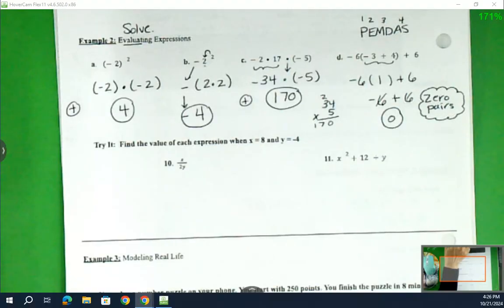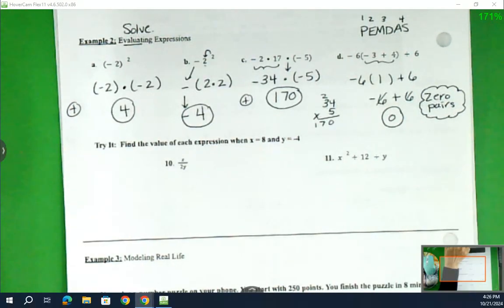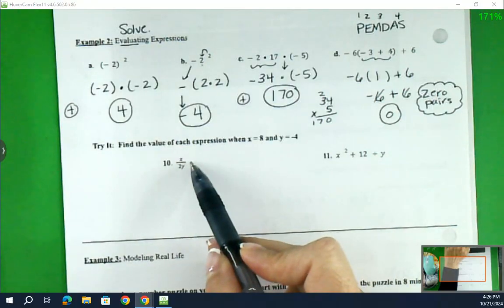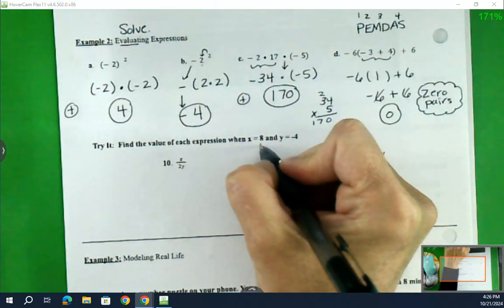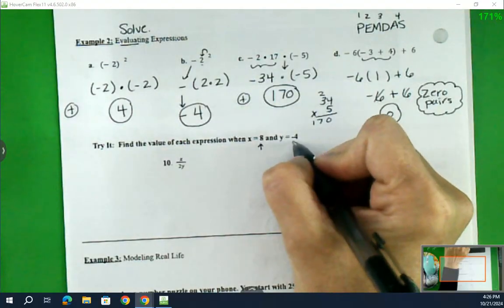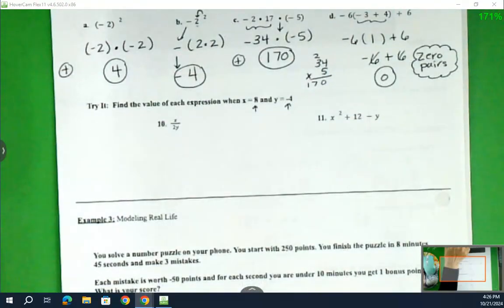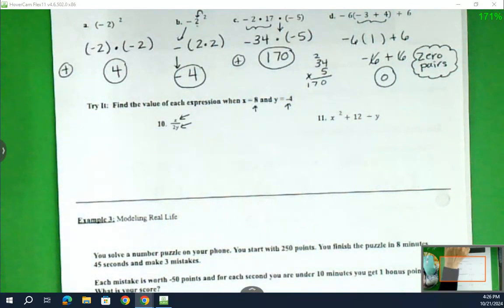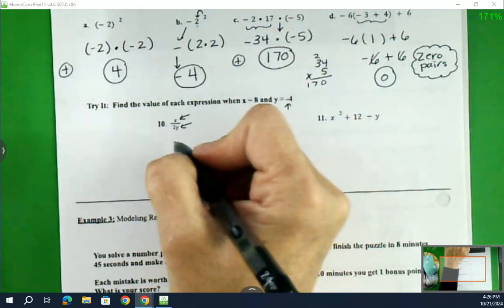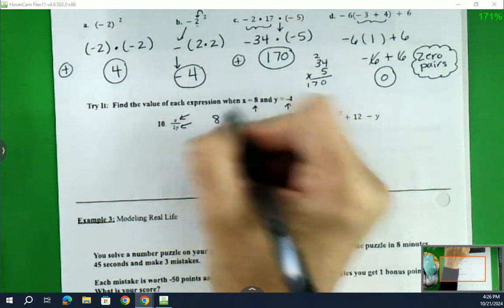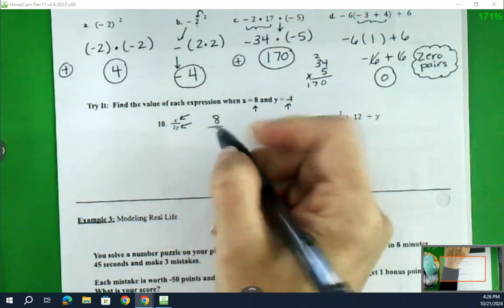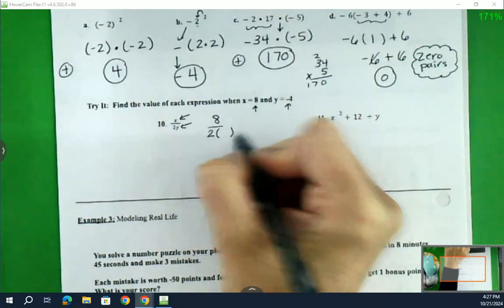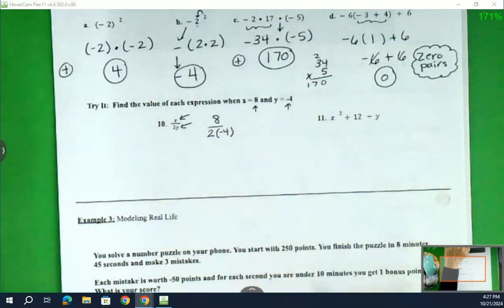Okay, you have 2 try it problems. But I think we're going to do these together because we are putting in numbers for some variables. So we have x equals 8 and y equals -4. So the first thing we want to do is replace the x and y in the question with the numbers. So I'm going to rewrite this as 8 because x is equal to 8. And then 2y means 2 times y. So I'm going to use parentheses here, and we're told y is -4.